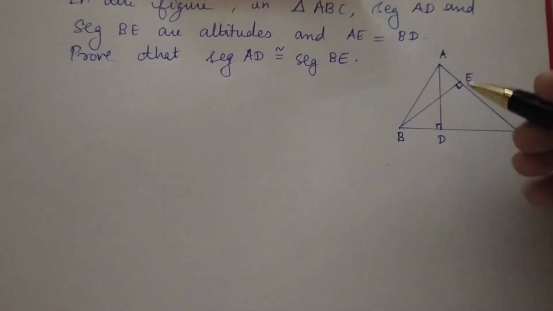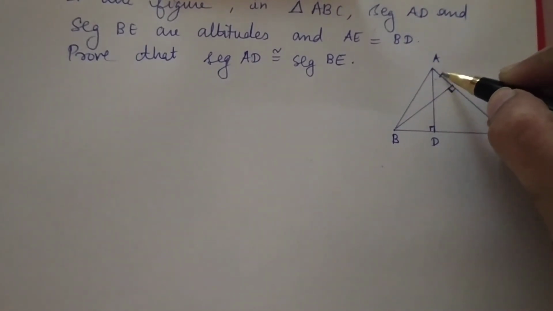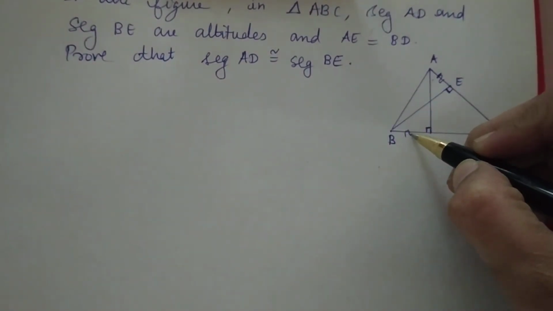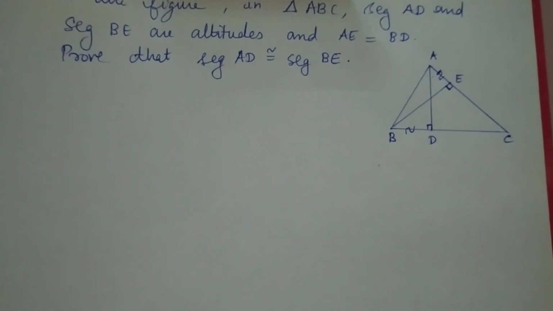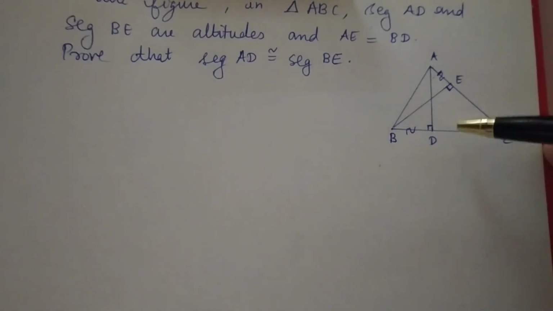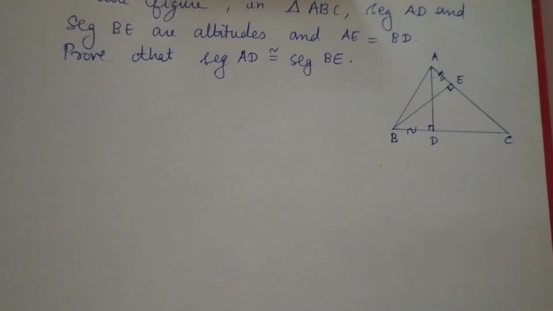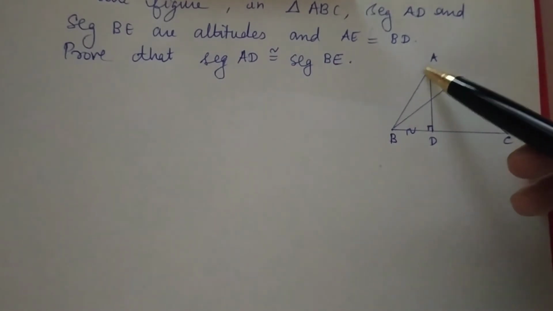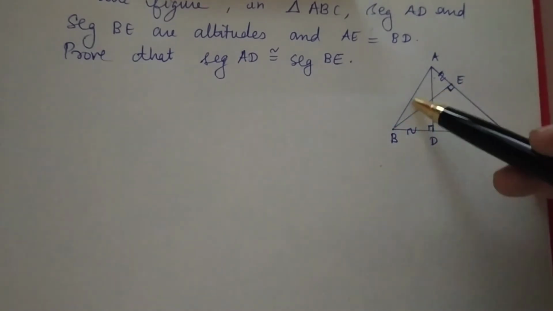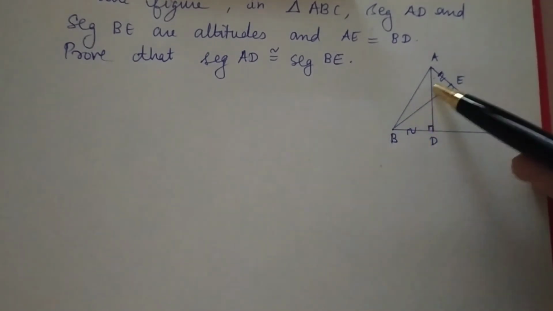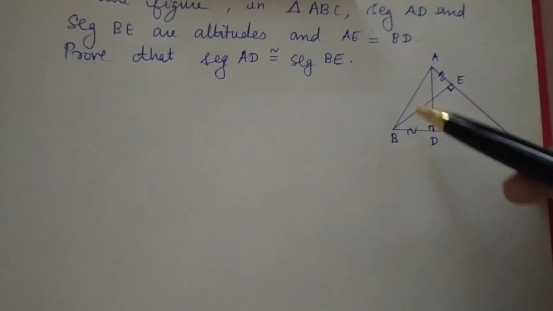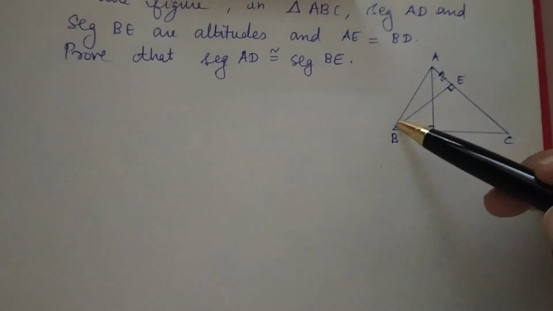Also AE is congruent to BD. This is given to us. We have to prove that AD is congruent to BE. And how am I going to prove that? I will have to take two triangles, ABE and ABD. You can see one standing triangle and one diagonal triangle. If I prove these two triangles congruent, then I can say that AD is congruent to BE.